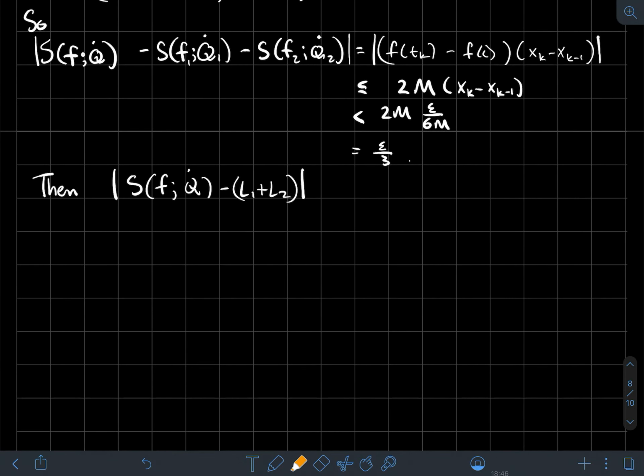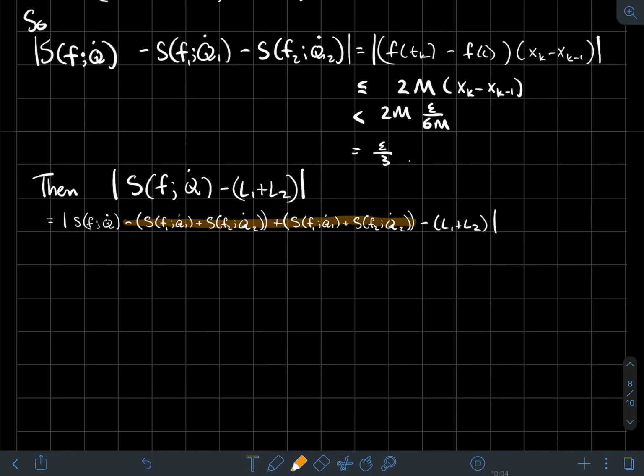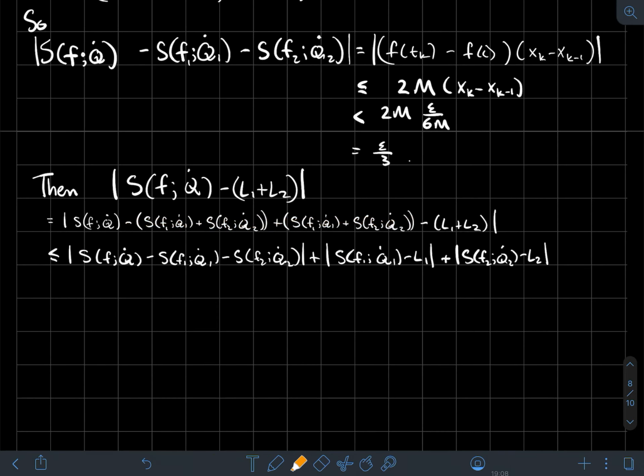I'll remind you of them. So what have I got? Now I can tell you how close the Riemann sum of f over the whole partition from A to B is to the sum of the integral from A to C plus the integral from C to B. How close is it? Putting it all together, what I've done is the simple add and subtract trick. I've just added and subtracted that, and now I'm going to split this up conveniently here using the triangle inequality. I'm going to put these together, and that's this one right here.